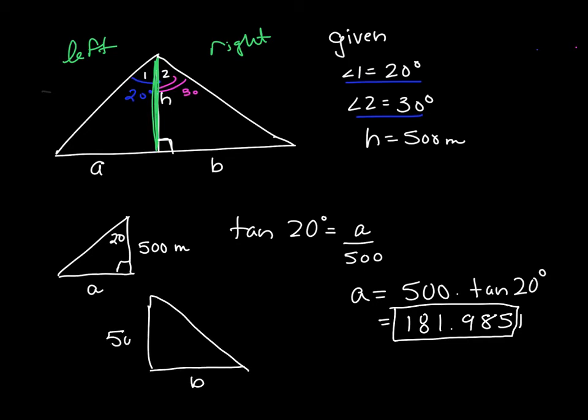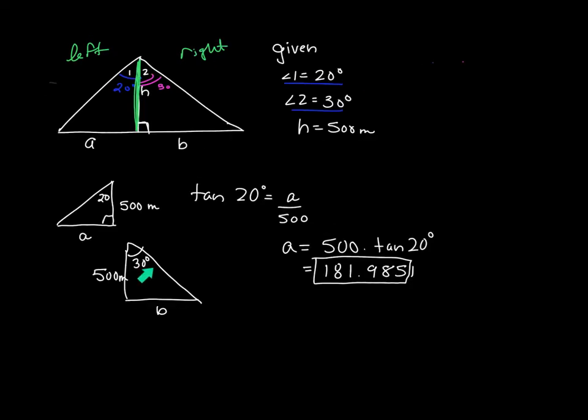My height is still 500 meters. And my angle here is 30 degrees. So again, if I'm looking at in reference to the 30-degree angle, this is the adjacent side. This is the opposite side. We're going to use the same trig function here, and I'm going to say that the tangent of 30 degrees is equal to the opposite over the adjacent, which is B over 500.